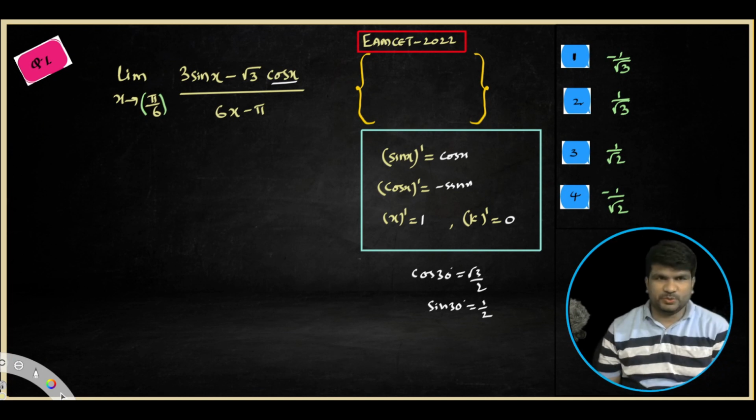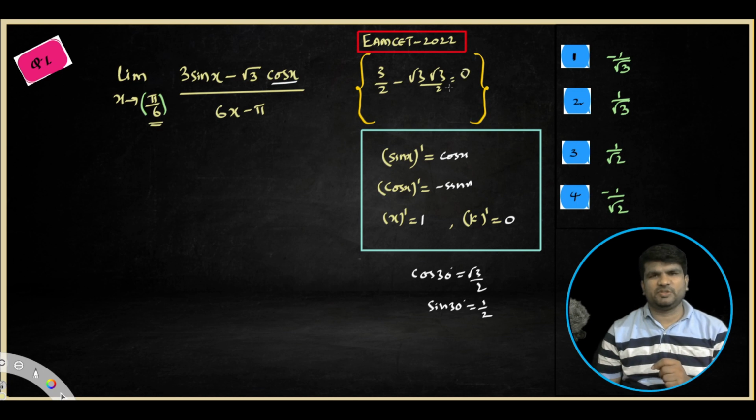Eamcet 2022. Limit x tends to pi by 6, (3 sin x minus root 3 cos x) by (6x minus pi). In the place of x, if you write pi by 6, the numerator becomes 3 times sine pi by 6. Pi by 6 means 30 degrees, and sine 30 is 1 by 2. So 3 by 2 minus root 3 times cos 30, which is root 3 by 2. Root 3 into root 3 is 3, so the numerator is 3 by 2 minus 3 by 2, which is 0. In the denominator, 6 times pi by 6 is pi, minus pi, so the denominator is also 0. So we are getting 0 by 0.